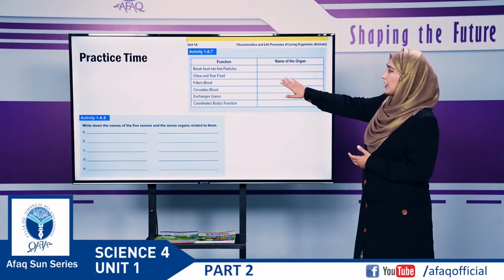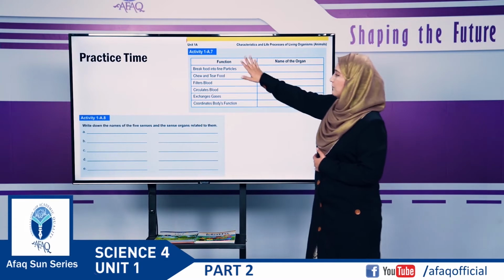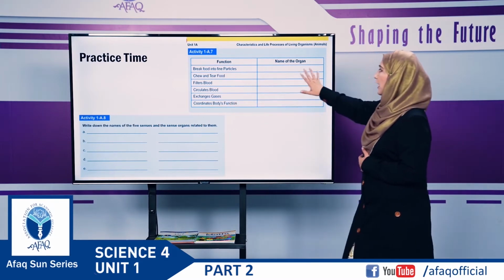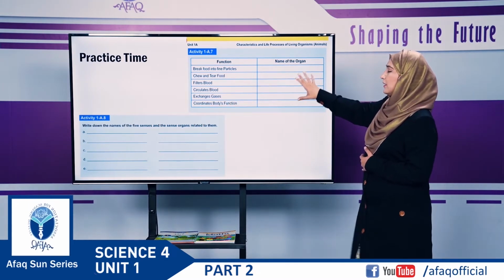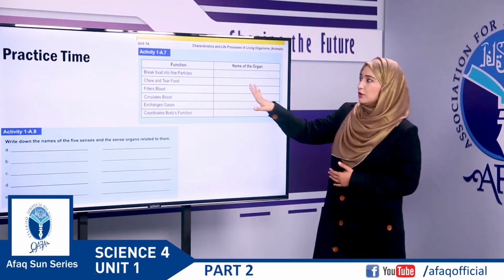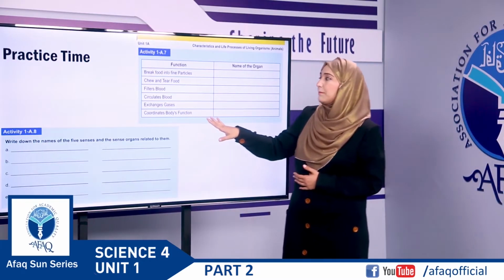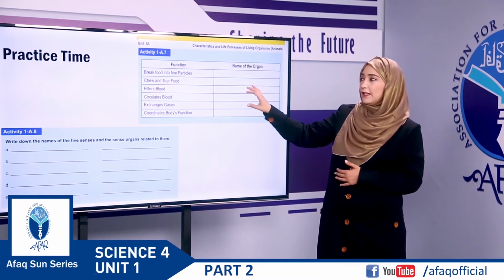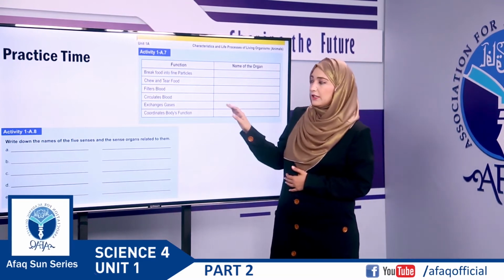In activity 1A7, some functions are given. You have to write the name of the organs which perform these functions. जो फंक्शन यहाँ पर दिए गए हैं, आपने उन organs के name लिखने हैं जो ये functions perform करते हैं.